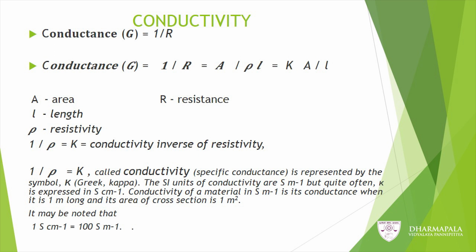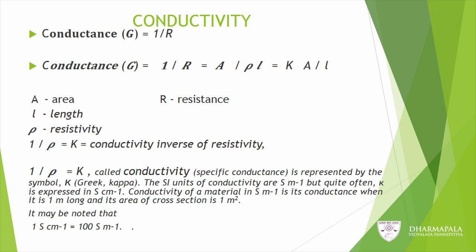Conductance equals 1 over R. So, 1 over R equals A over rho l. This rho is the proportionality constant, and it is called resistivity. 1 over rho is called conductivity, that is the inverse of resistivity. 1 over rho equals kappa, that is conductivity. That is also called specific conductance, and it is represented by the symbol kappa, the Greek letter kappa.